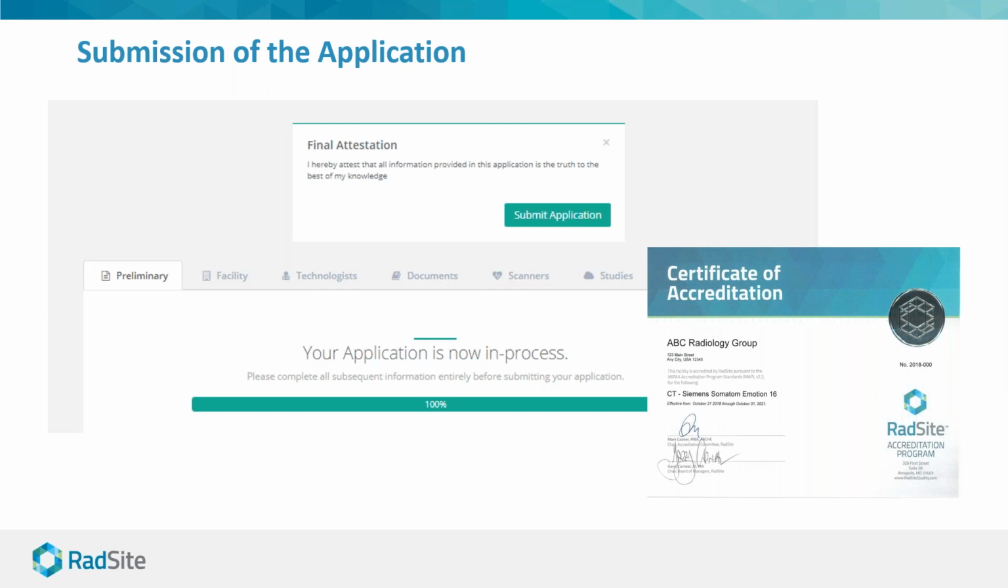Once the accreditation committee has reviewed the reviewers' reports and approved your accreditation, then you get a certificate, which is good for the 3 years. And then of course we include you in our online portal so that anybody and everybody can look there to see who is accredited by RadSite.